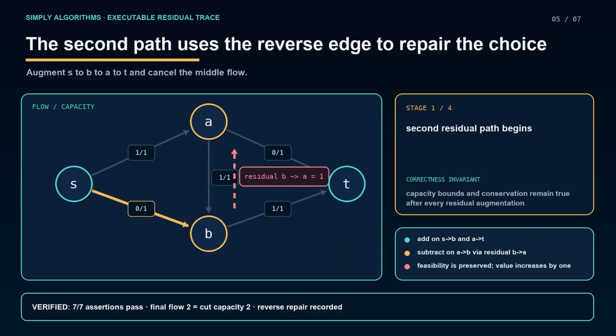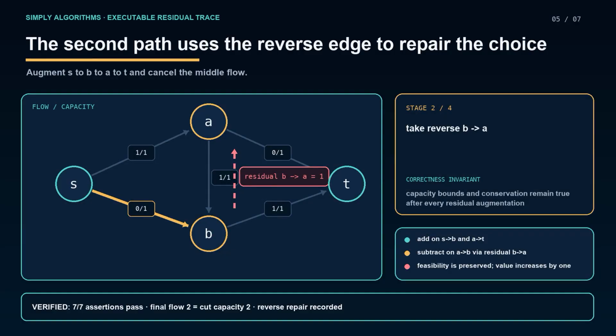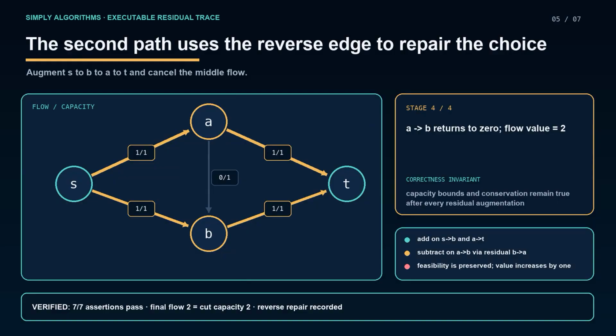The next residual path is S, B, A, T. Its middle step is the reverse residual edge. Augmenting by 1 adds flow on S to B and A to T, while subtracting 1 from A to B. The old greedy choice is not ignored. It is explicitly undone. The new feasible flow has value 2.